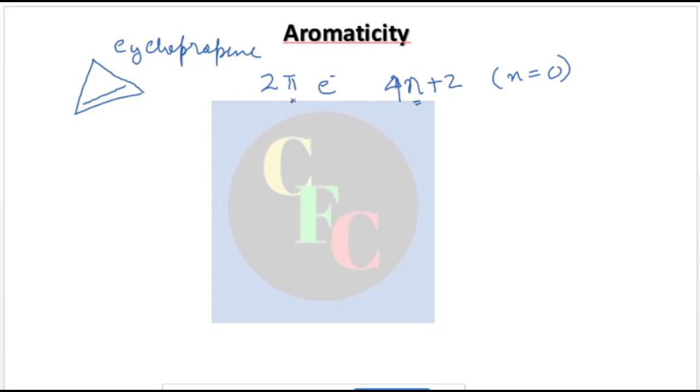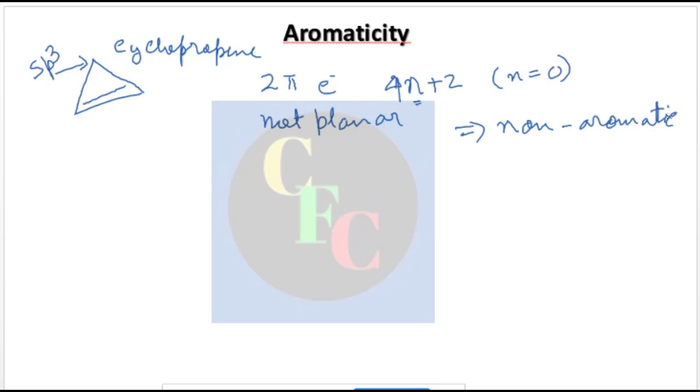Now you have to see, is it planar or not? See, this carbon is sp3 hybridized, right? So this hampers here. The delocalization is not complete. So that means it is not planar, and hence we cannot say it is aromatic, and not even anti-aromatic. It is non-aromatic, right? Because it has a 4n plus 2 system, and it is non-planar, so it is non-aromatic.